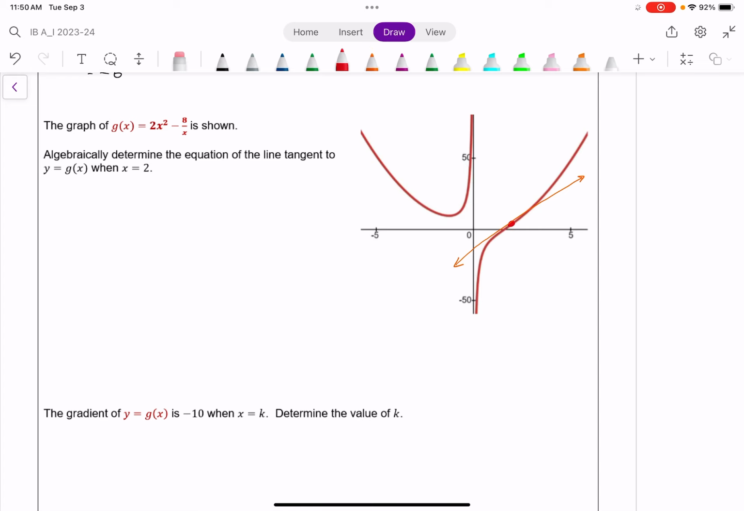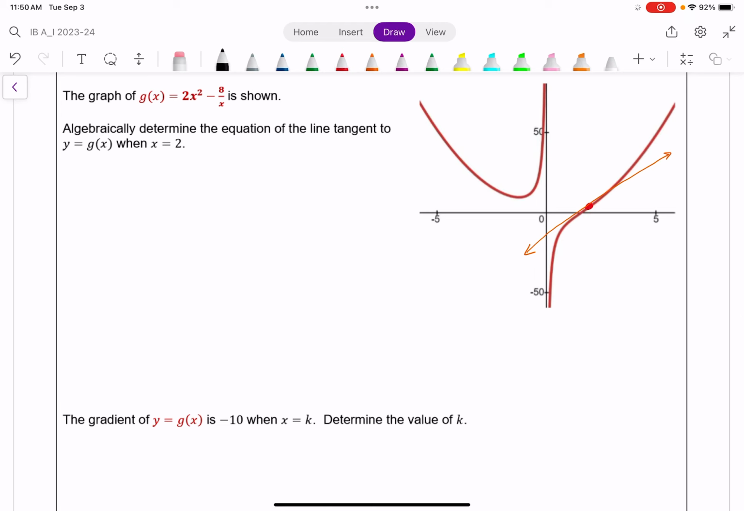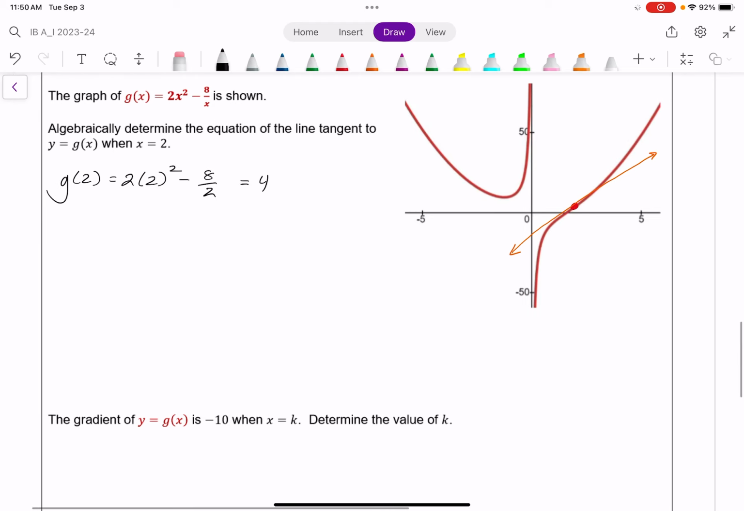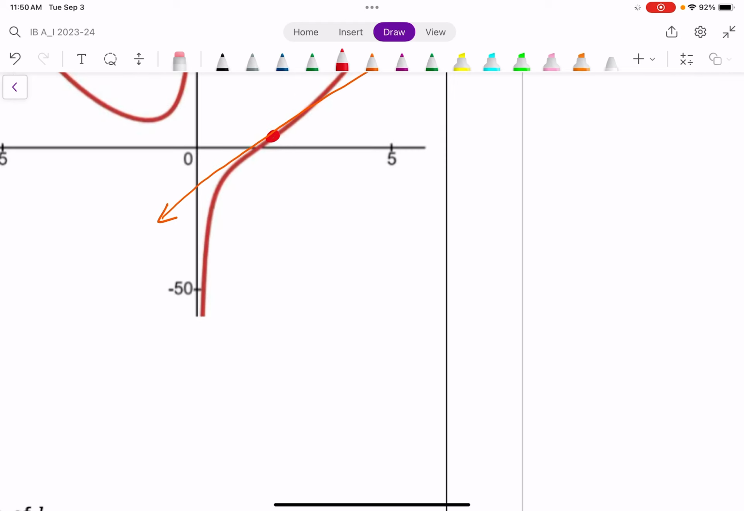So I'm going to maybe find the y value first. I know what g of x is, and so if I want to find g at 2, that's the y value at that point. I just need to take my function and replace everything with 2. So I have 2 times 2 squared minus 8 over 2, and I pretty quickly get 4. So I know this point here is at (2, 4).